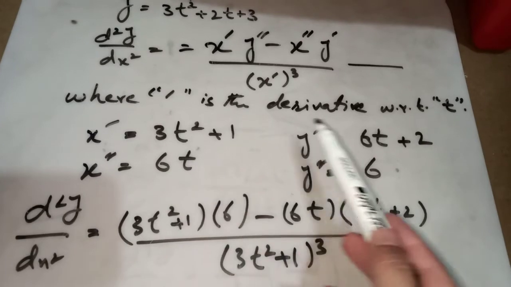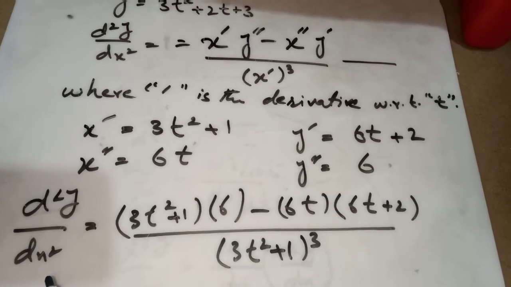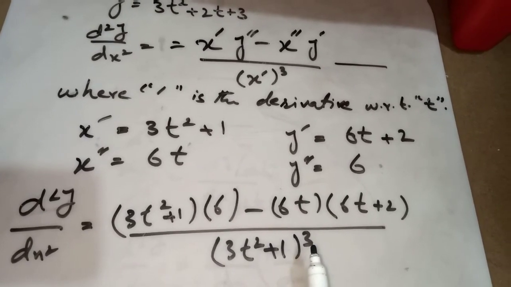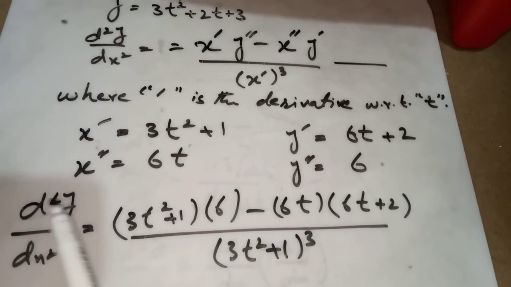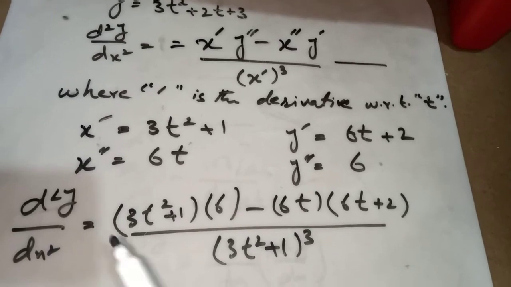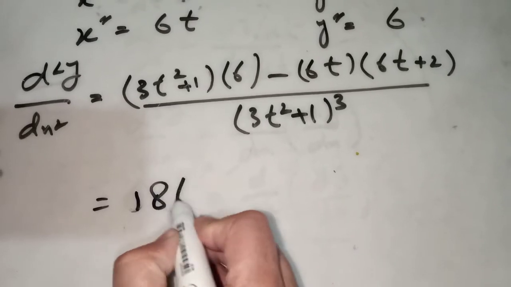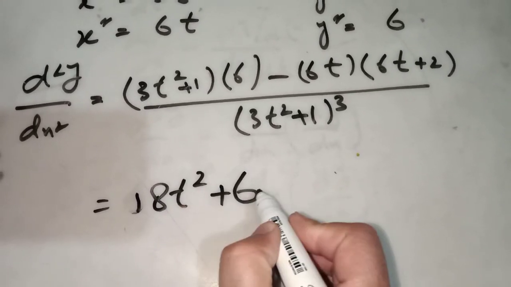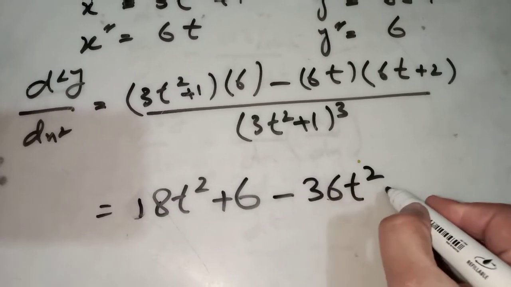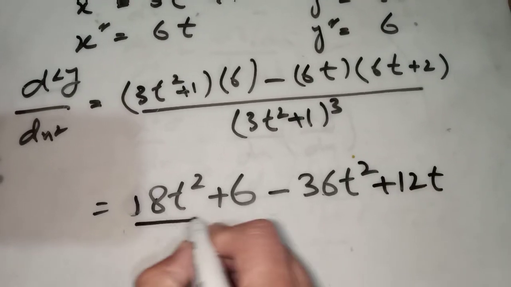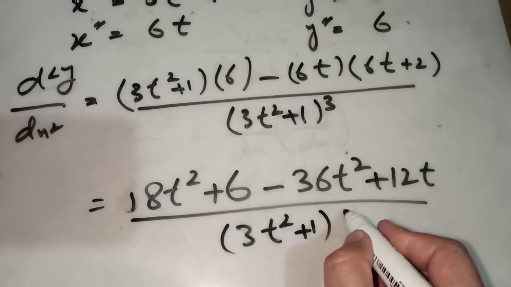Now we will put these values in our formula. We will get this expression for d2y by dx square right here. Now we will simplify this expression and we will get our required answer d2y by dx square. Let's have a look. It will be 18t square plus 6 minus 36t square plus 12t, divided by 3t square plus 1 raised to power 3.